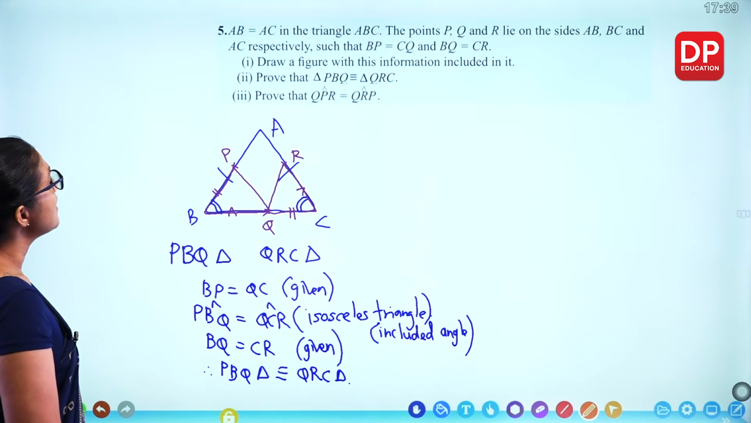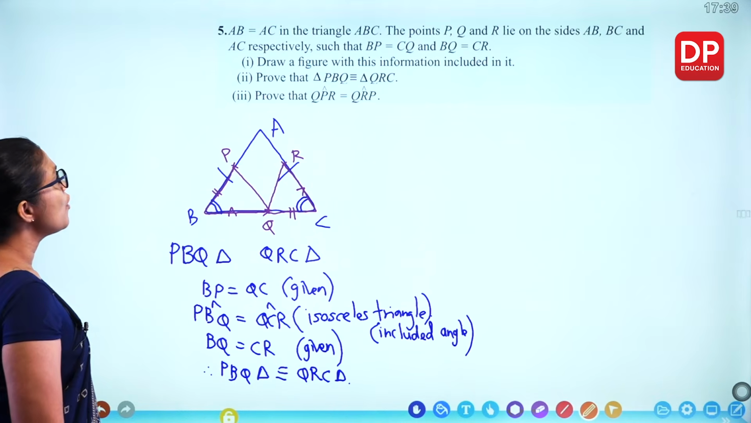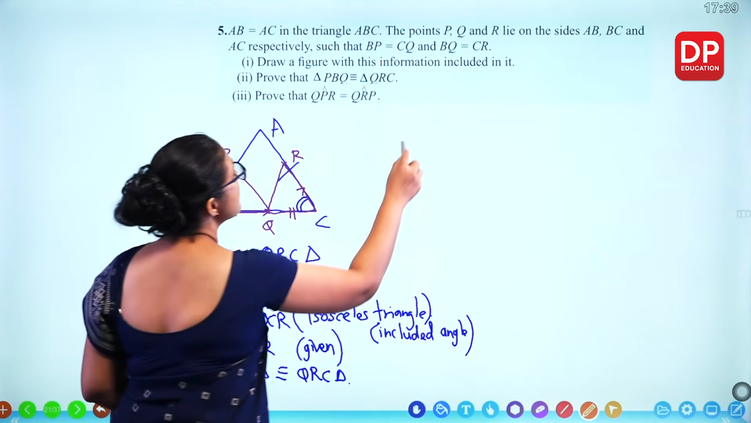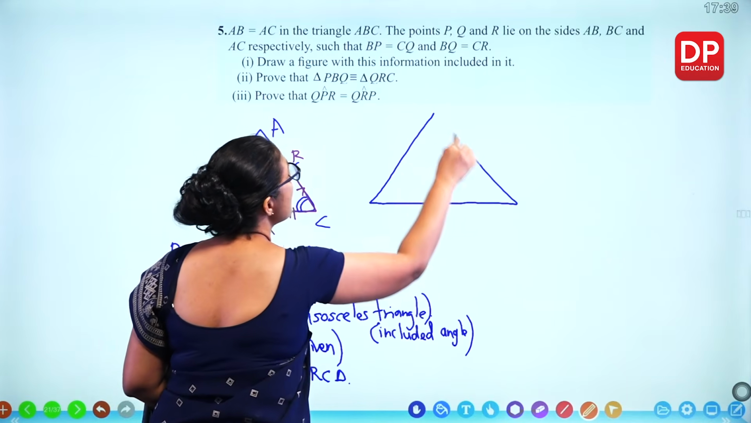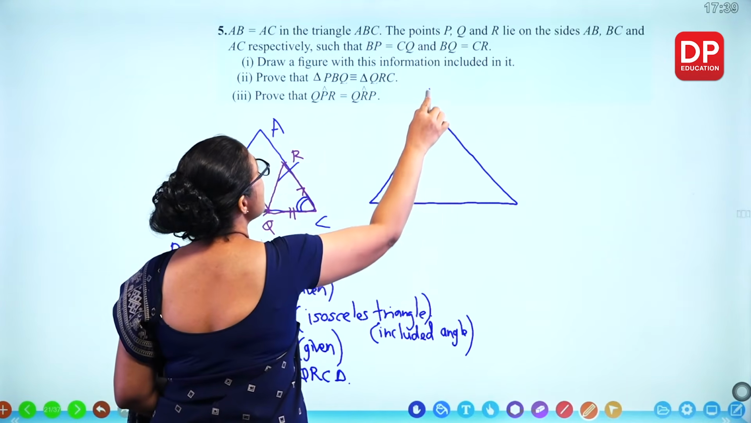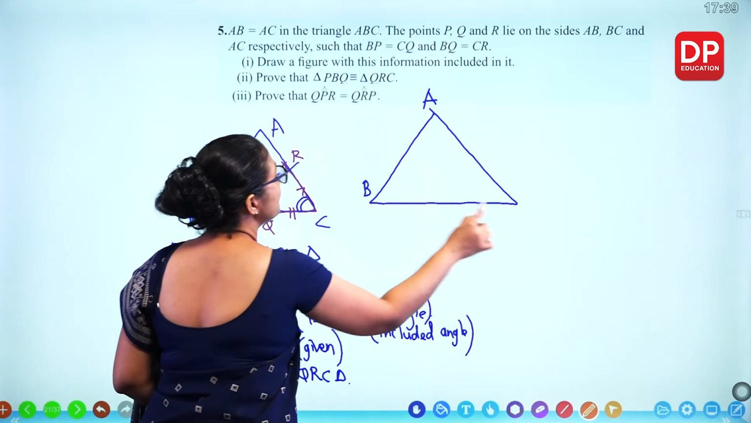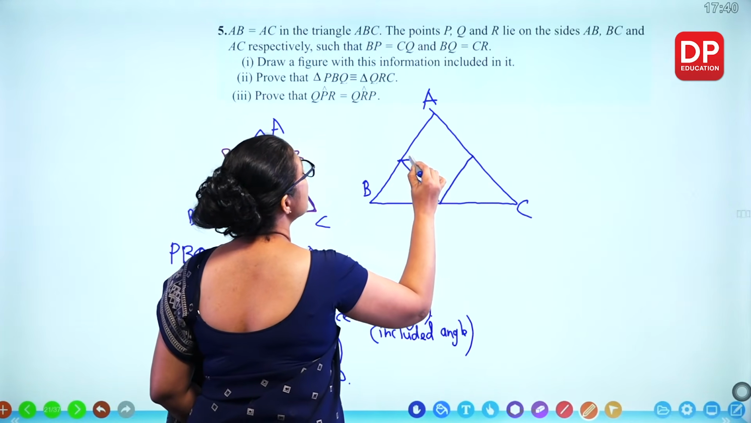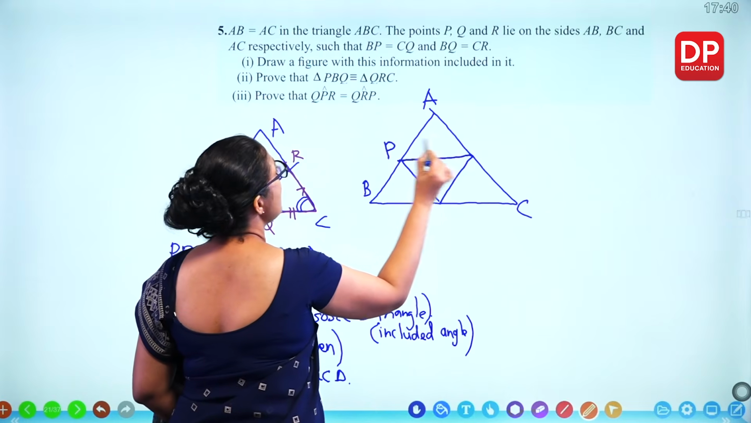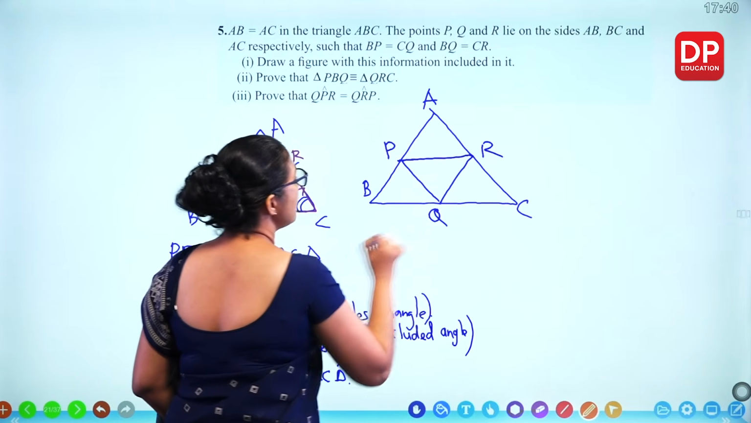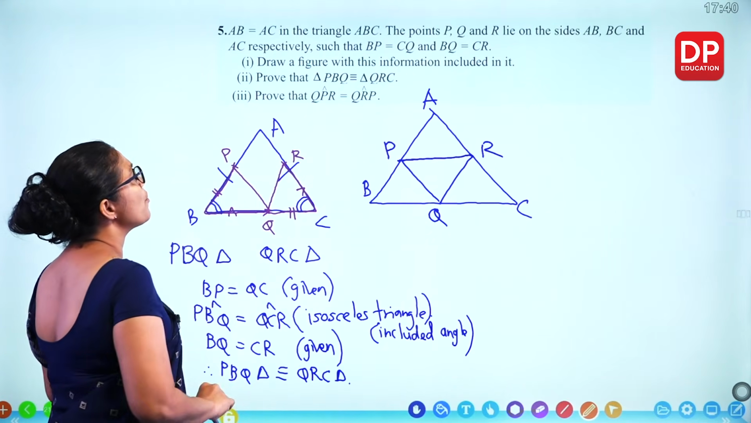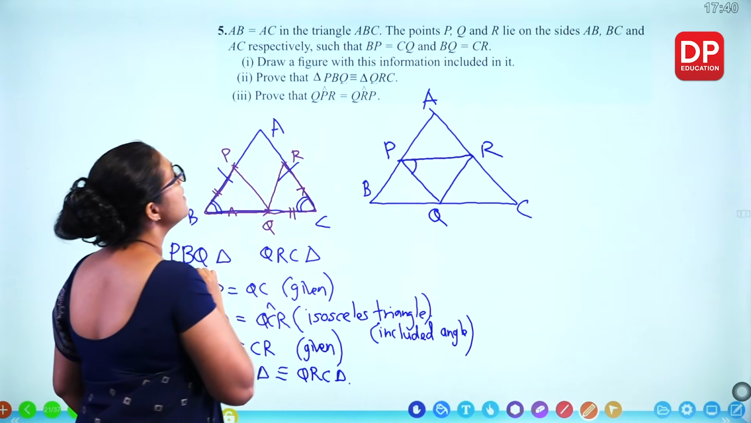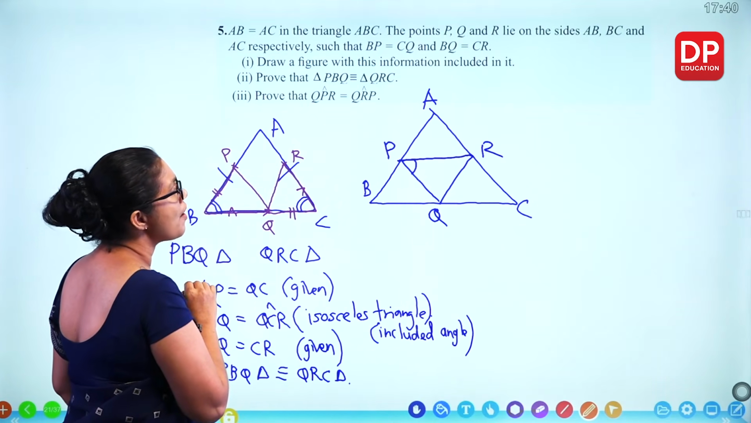Now, what's the next part? Prove that QPR. Now, we'll take the same diagram again, otherwise it's not clear. Now we'll take the other measurements. P, R, Q there. Now what does the second part say? Prove that QPR angle is equal to QRP angle.